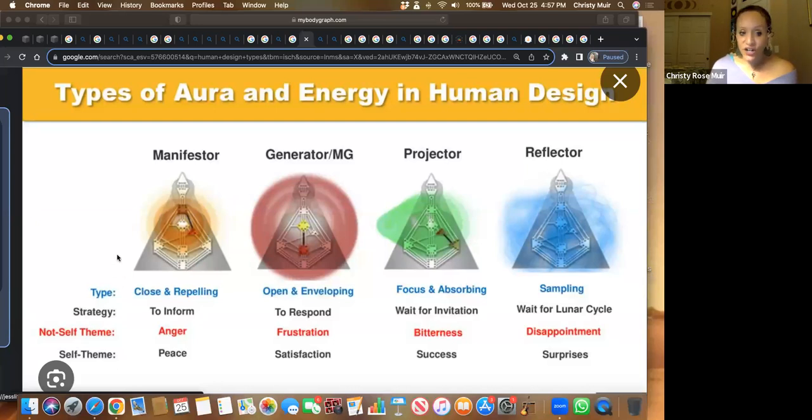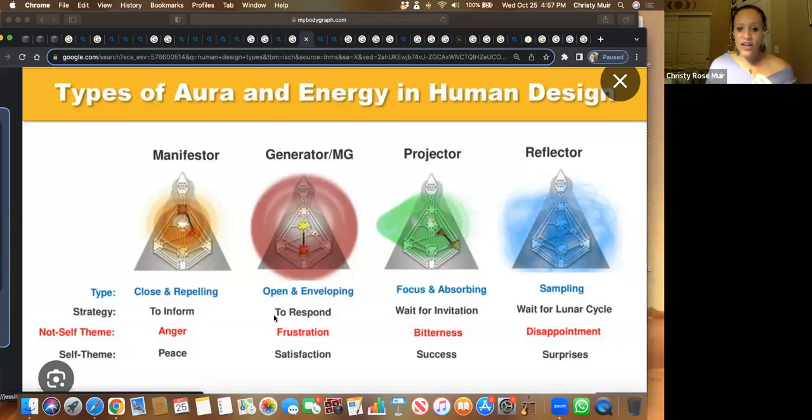They are here with a closed and repelling aura that pushes obstacles out of their way. And the manifester is here to do exactly that. They are here to manifest. They are the only type that doesn't have to wait.